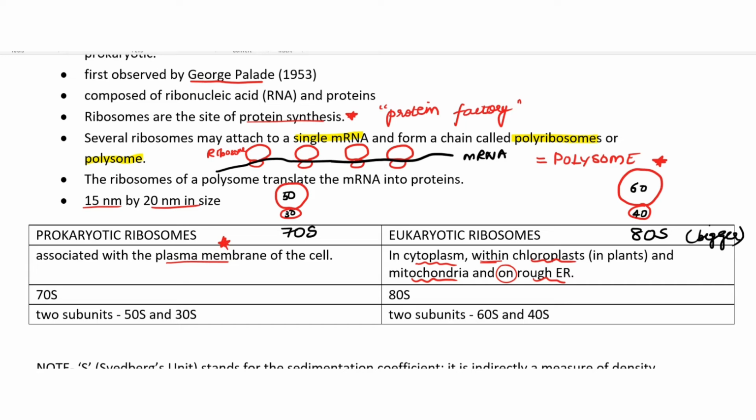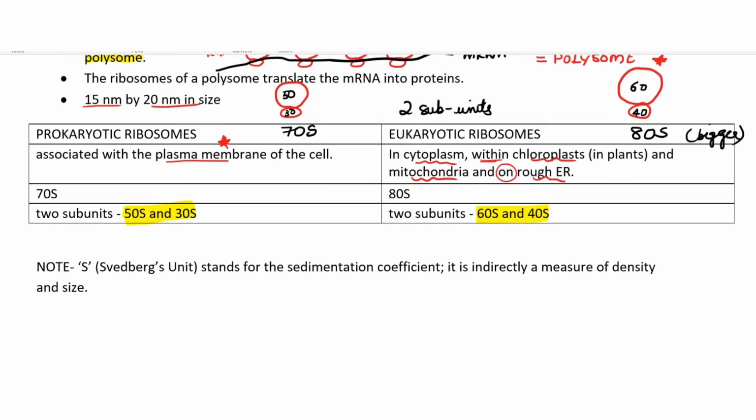And next, the eukaryotic 80S ribosome is in turn composed of two subunits, the 60S and the 40S subunits. So you might be wondering what this S stands for. S stands for sedimentation coefficient. The S represents Svedberg's unit. So S is a unit known as Svedberg's unit. And what does it stand for? It stands for the sedimentation coefficient. This is an indirect measure, not a direct measure. Remember, these words are also important. They are an indirect measure of density and size.